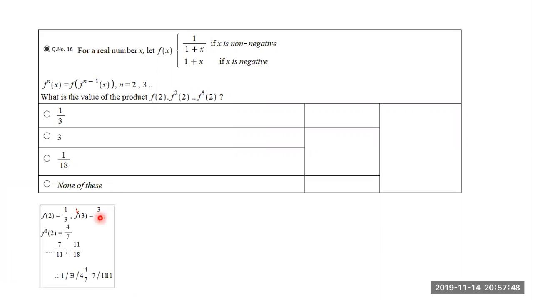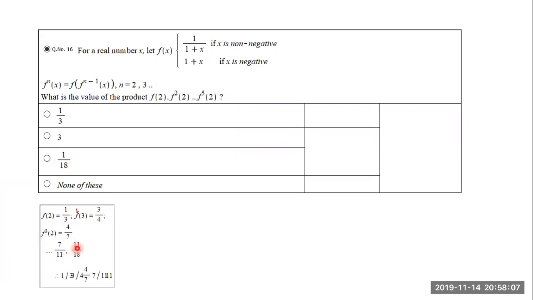Clear? F2(3) is equal to 3 by 4, and F3(2) is equal to 4 by 7. Now, with this I stop, because why? It is 1 by 3, and 3 comes here and 3 plus 1, and then next is 4 plus 3, 7. 7 by 11, and then 11 plus 7, 18.